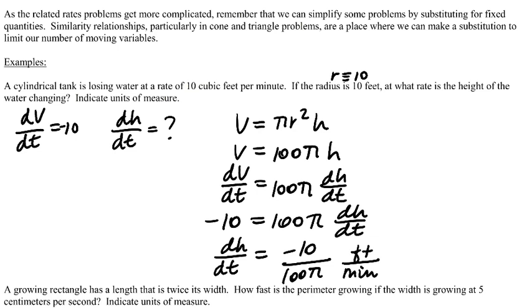Okay. And this one wasn't too complicated, but it was made much easier. We took it down to a one variable type thing by substituting on r and just getting it in terms of h.